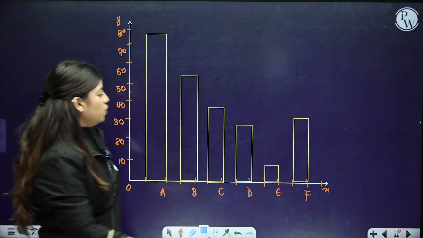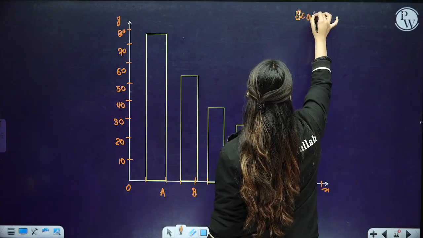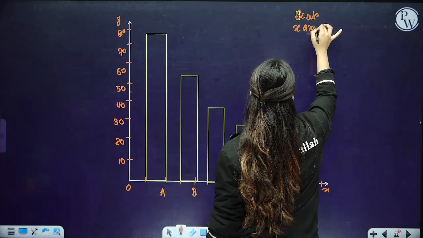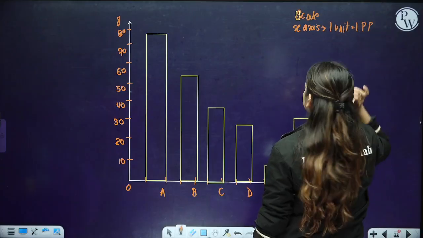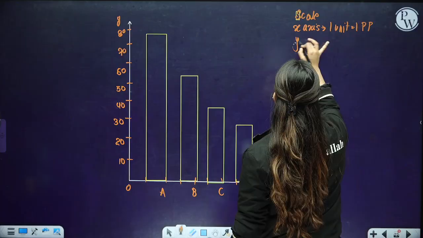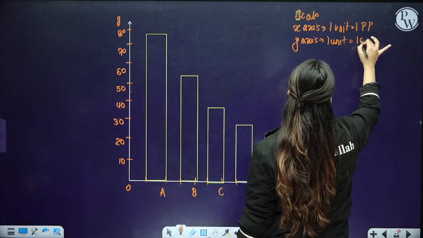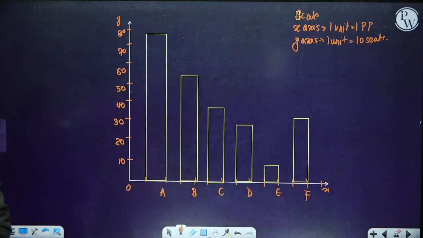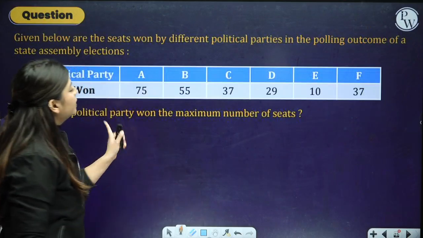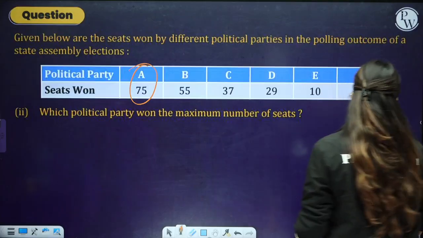Okay. So if you want to write down the scale, you can do it. Scale on x-axis: 1 unit is equal to 1 political party, and on y-axis, 1 unit is equal to 10 seats. So this is how you do the questions and the answers. I hope this thing is clear with everyone. Right, let's move forward. Which political party has won the maximum seats? So political party A has won the maximum seats.